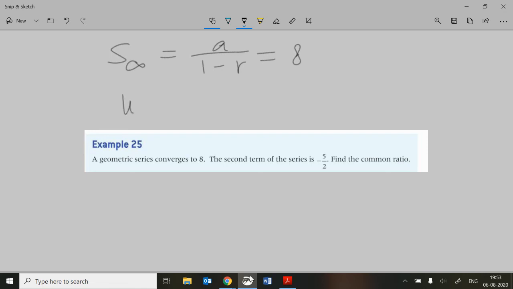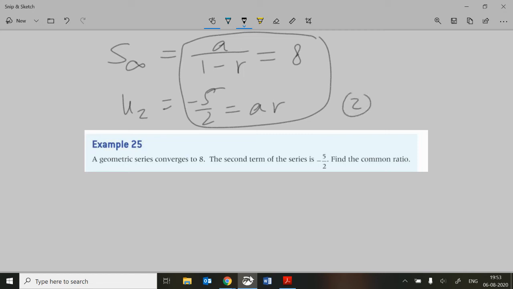so u2 is equal to 5 over 2 is equal to a times r to the n minus 1, so r to the 1, of course, because 2 is n. So we've got a times r. So there's our two formulas there. And essentially we've got a set of simultaneous equations which we can now solve again. You've got many different ways of doing that. You might be able to see that if you divide one by the other, that the a is going to cancel.